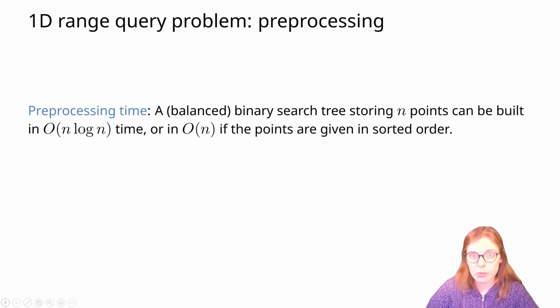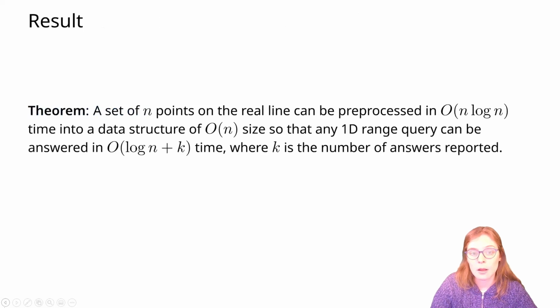As mentioned earlier, the preprocessing time, the time it takes to construct the given data structure, in our case is n log n if we need to sort the points, or is linear if the points are given to us already in sorted order. So finally, we can conclude that a set of endpoints on the real line can be preprocessed in big O of n log n time into a data structure of linear size, so that one-dimensional range queries can be answered in big O of log n plus k time, where k is the number of answers reported.